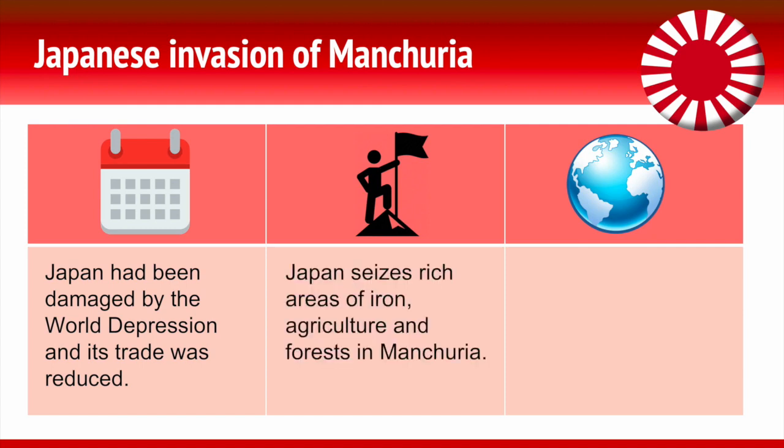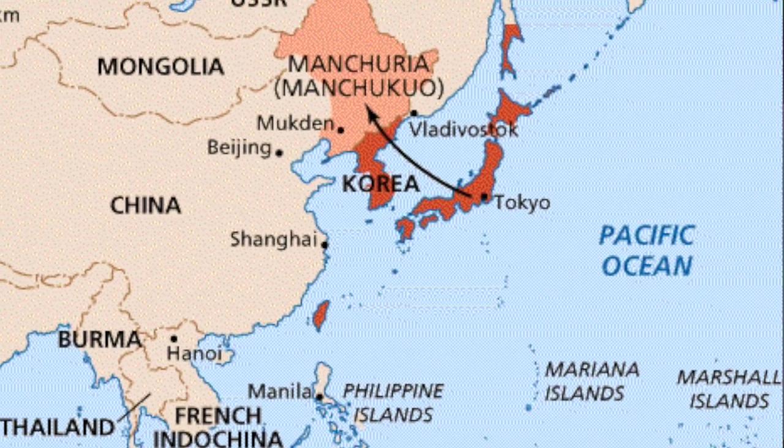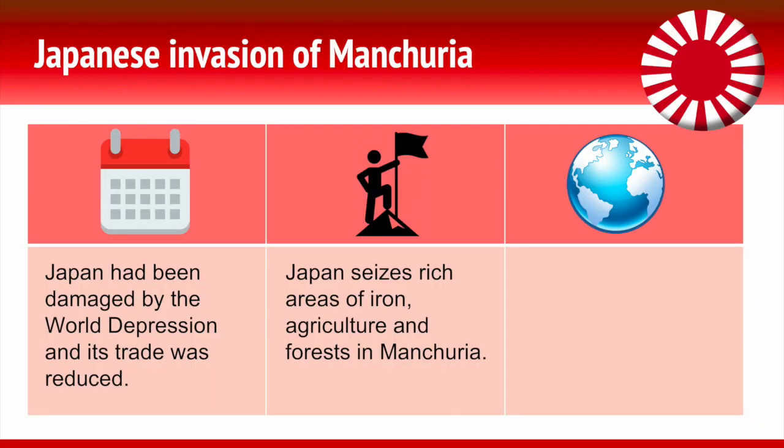So one of the things that Japan accomplishes by its invasion of Manchuria is that it seizes rich areas of iron, agriculture, food, in other words, and forest in Manchuria. And Japan really essentially saw this as an extension of its building empire of the time period.